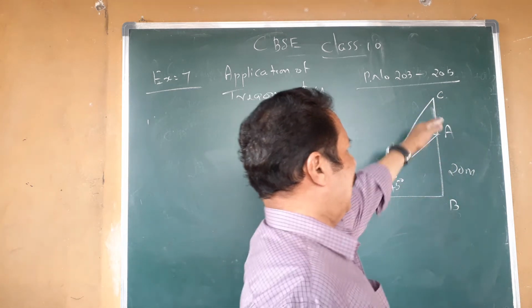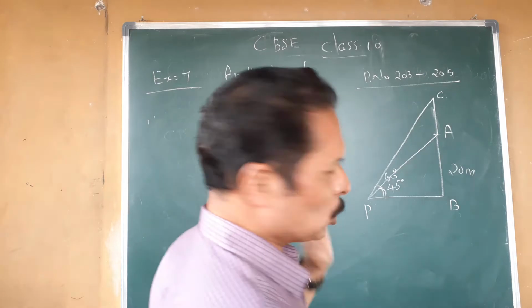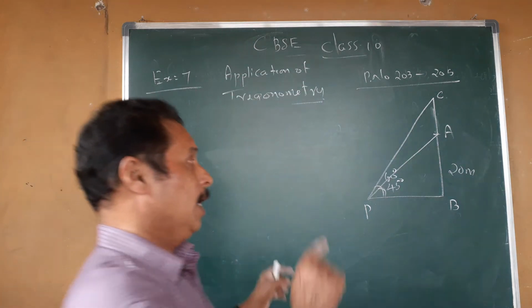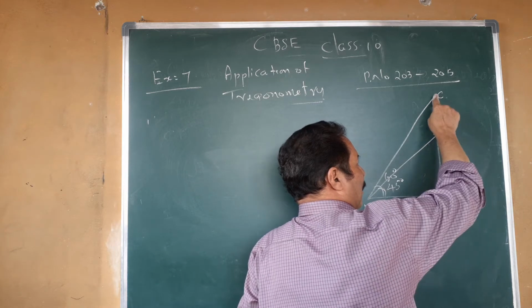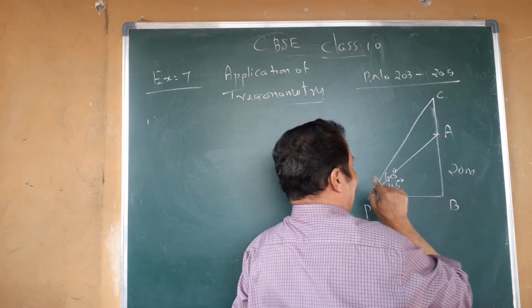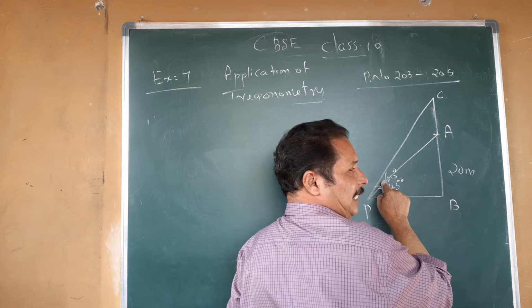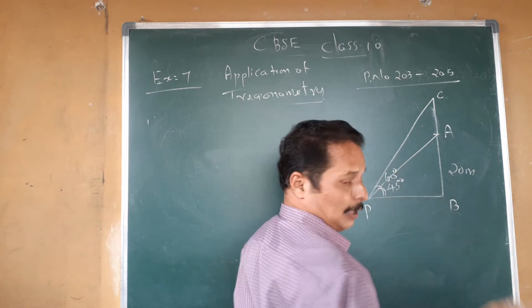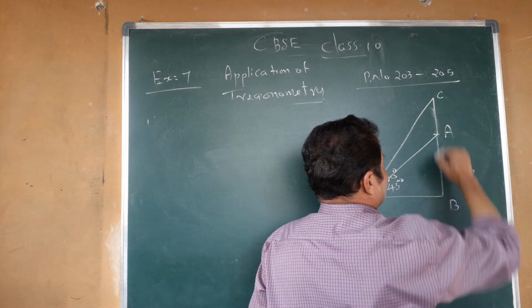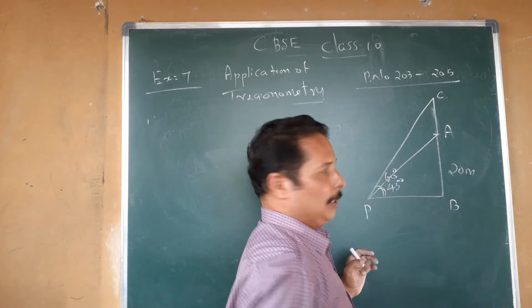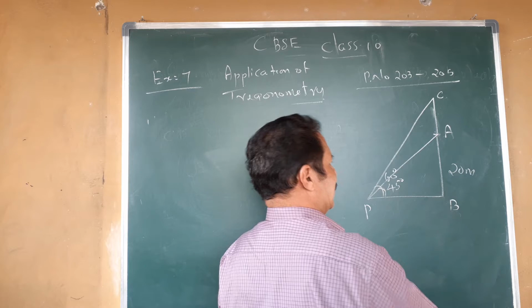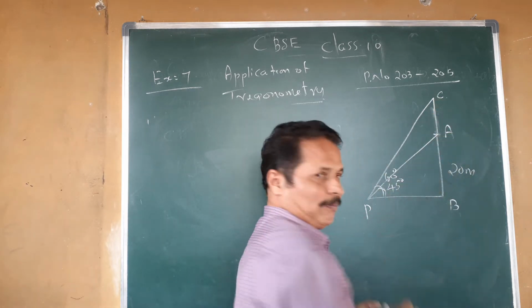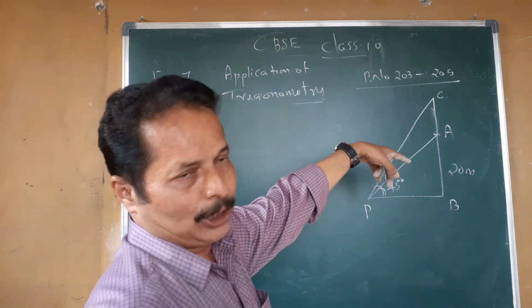The height of this AB is also given as 20. Is it clear? The tower is standing on the top of a 20-meter high building. So this is a building with the height 20 meter. We don't know the distance, and we want to find the height AC. Are you ready? That is the height of the tower.